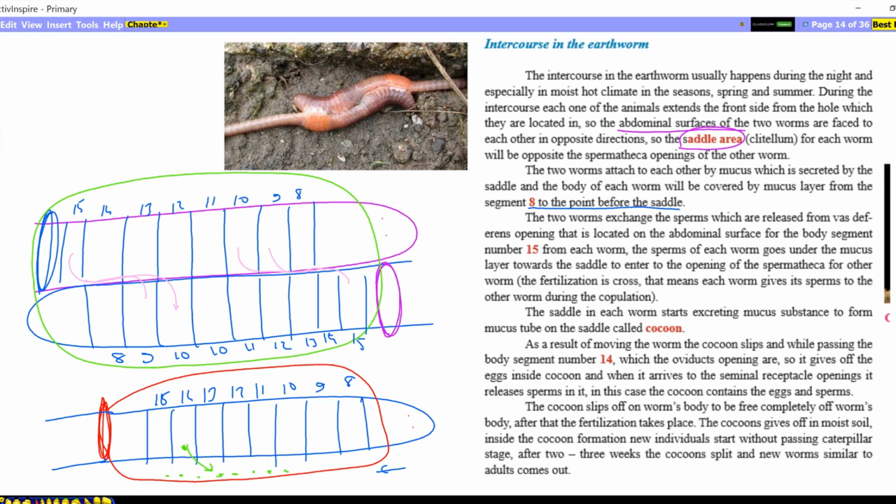Then segment 13, there is no opening. Segment 12 and 11. Between 10 and 11, 9 and 10, there are openings of the seminal receptacle which store the sperms that were received from the conjugated animal. And from these two openings, they release the sperms also into the sac. So male reproductive cells and female reproductive cells unite, and it forms the zygote. So then the worm completely separates from the membrane. At the end, a sac-like structure in that format contains zygotes.